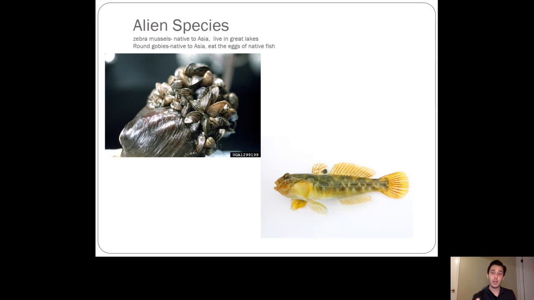Actually, if you have a fishing permit and you fish in Lake Ontario and you fish out one of these round gobies, the law says you have to kill this round goby. You cannot put it back into the lake. You have to destroy it because it outcompetes our native species.